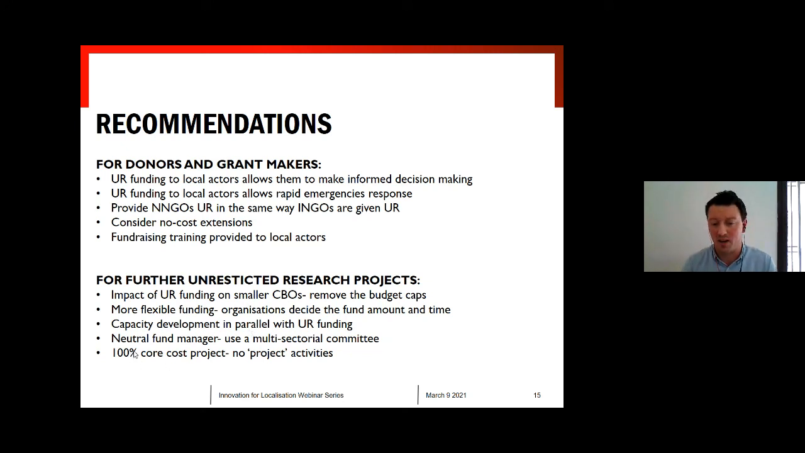Also neutralise the fund manager. So don't have it as an education actor giving funding or a certain agency. Try and do it intersectorally to avoid biases in the way that it's funded. So these are some of the key things that we think are worth thinking about when giving unrestricted funding from donors, but also other further projects and pilots that could be used to really further push this knowledge and research in the future.